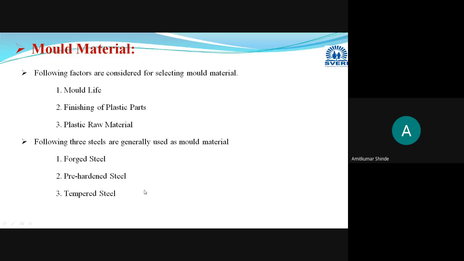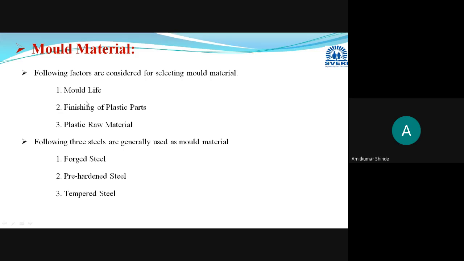Generally, for making the molds used in plastic molding processes, three types of steels are used: forged steel, pre-hardened steel, and tempered steel. Out of these three, tempered steel will give you more mold life, and it can be used for hard plastic materials also. Pre-hardened steel and forged steel are used for soft material, and their mold life is a little less compared to tempered steel.